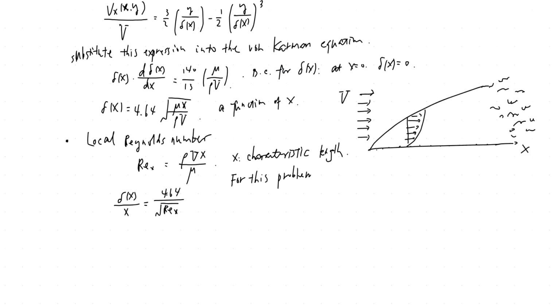Problem transition to turbulence typically occurs when the local Reynolds number is larger than or roughly equal to 3 times 10 to the power of 6.